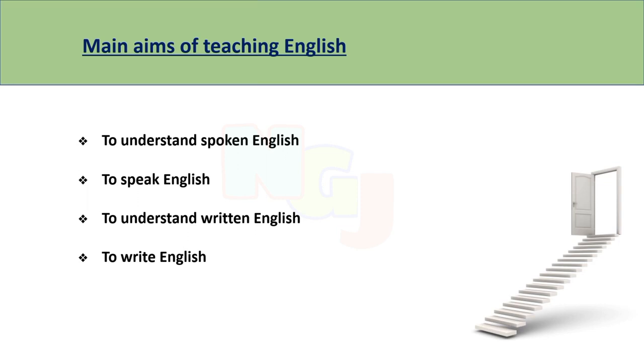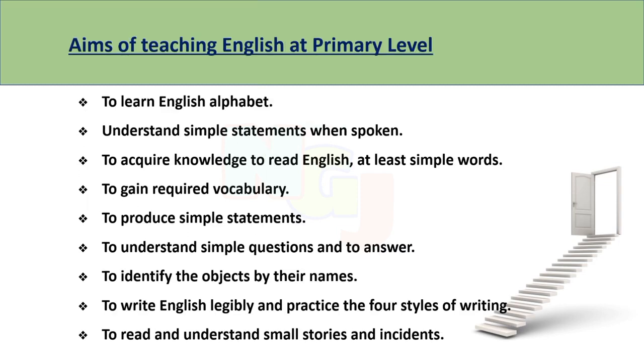Since the students are from classes 1 to 5, the aims are also according to their age group, that is simple and basic. The aims are, the students must be able to learn English alphabet. So, your main aim is to make them learn the letters of English alphabet. Next, they must be able to understand simple statements when you speak in English. They must also be able to acquire knowledge to read English, that is, at least the simple words. For example, like APPLE apple, BAT bat, CAT cat. So, likewise, they must be able to read English.